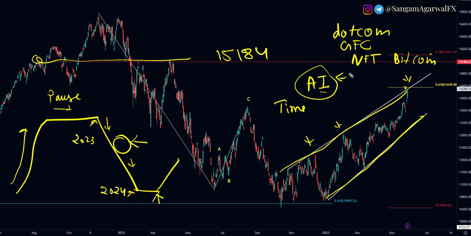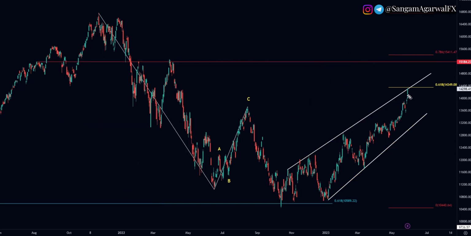So this AI bubble will not survive, and technically you should focus on the 14349 level. That is the key level, because the retracement and the trend line are both at the same place. And your key resistance is 15184.